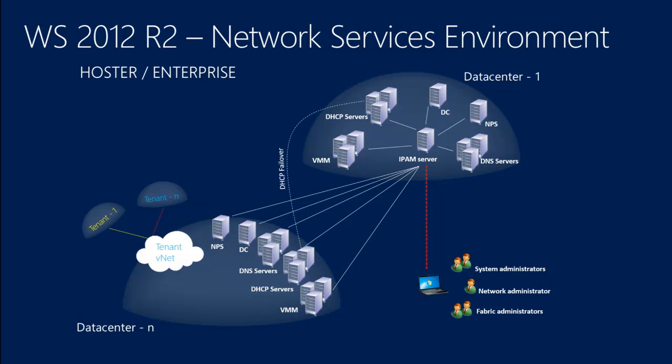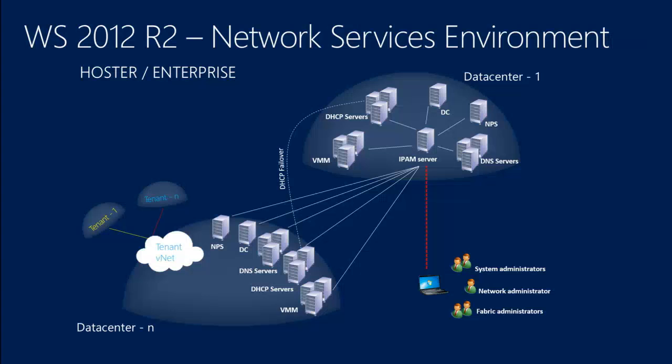So the modern day networks have evolved a lot in the last 5 years or so. And what you see here is a typical topology of a network, the topology of a hoster or an enterprise network. It mainly consists of multiple data centers. These networks have different addressing, naming, and other service infrastructures and servers, and they don't necessarily reside in one single data center. They are spread across data centers. So you could have DHCP servers residing in one or more data centers, similarly DNS, NPS, etc.